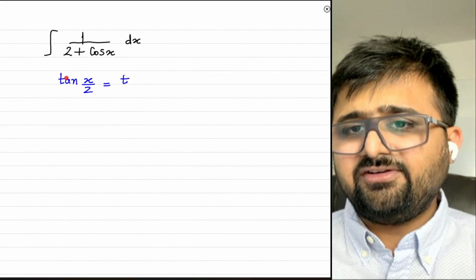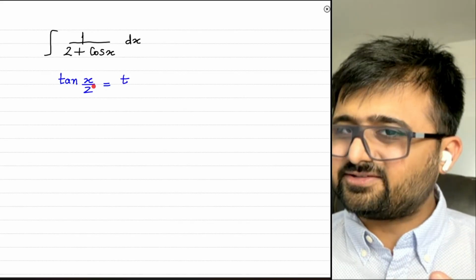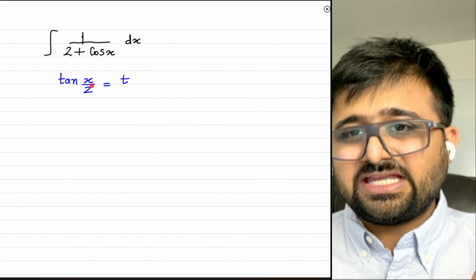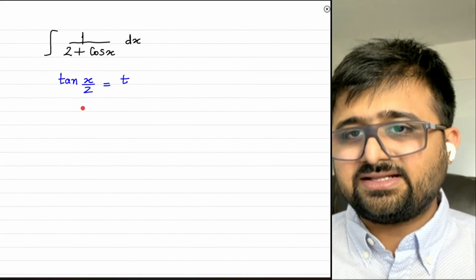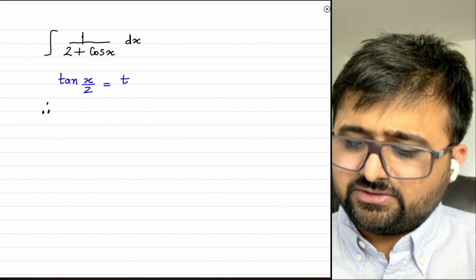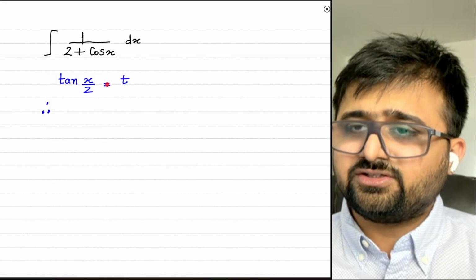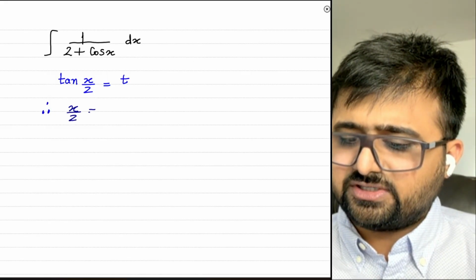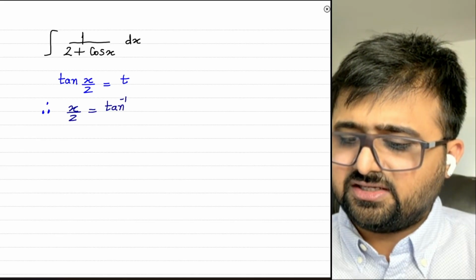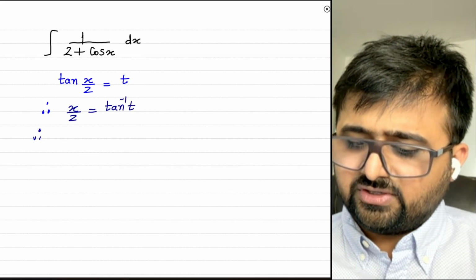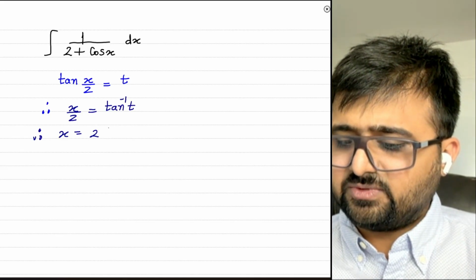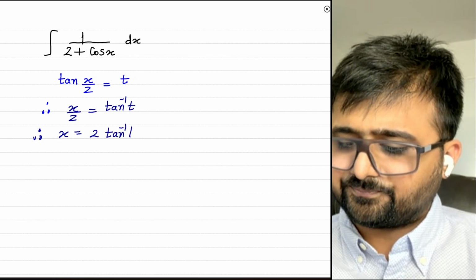Now, since the derivative of tan x by 2, which is sec square x by 2, is not directly present, you have to take the inverse of the function before taking the derivative. So in order to take the inverse of the function, shift that tan to the other side, and you get x by 2 is equal to tan inverse of t. Therefore, you can just multiply by 2 and say x is equal to 2 tan inverse of t.